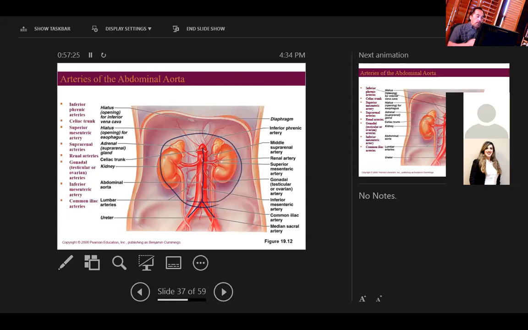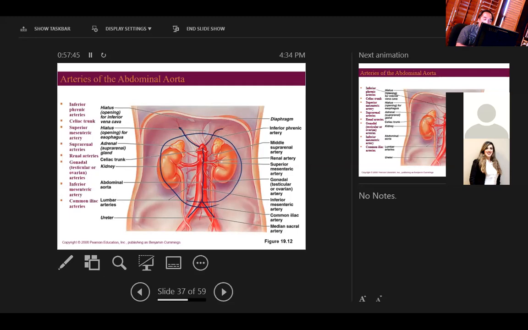Now, there are branches that go to the side. There are branches that go to the front. And there's one branch that goes halfway into the middle, okay? So those are the three major branches. The one that goes to the side, this one here, goes to the diaphragm, okay?